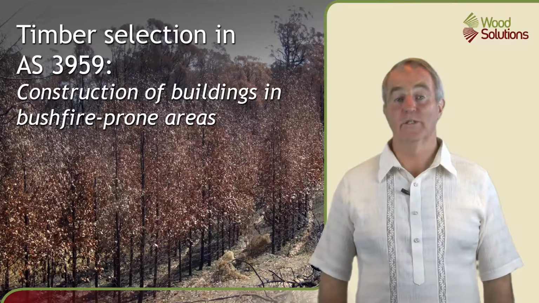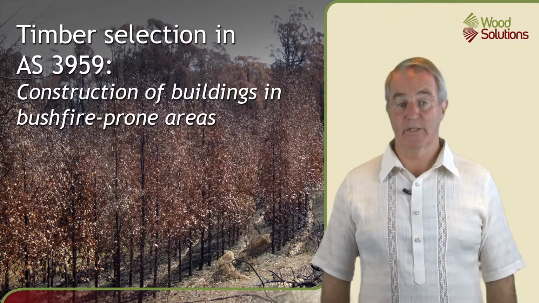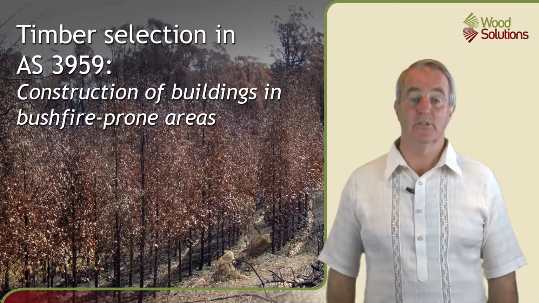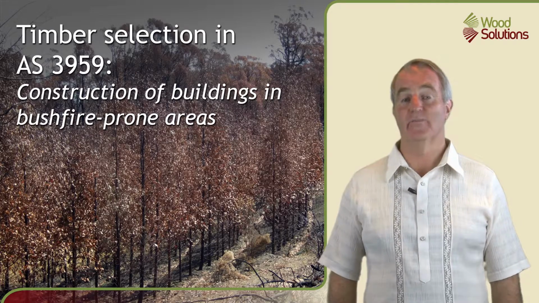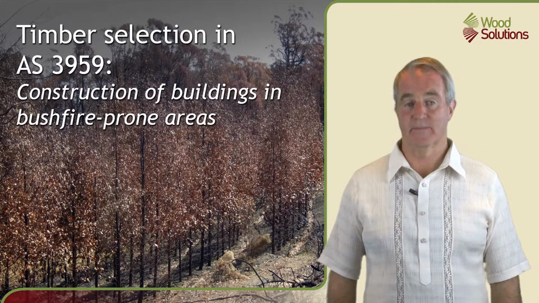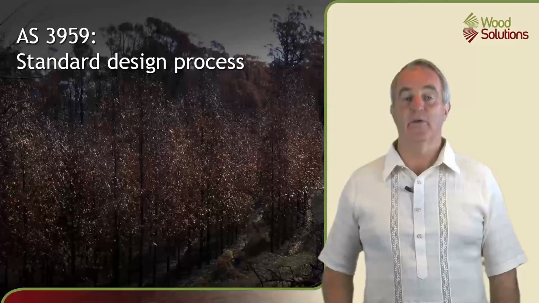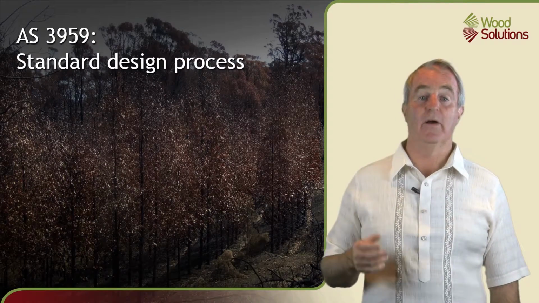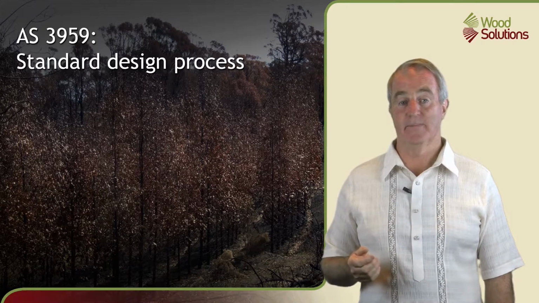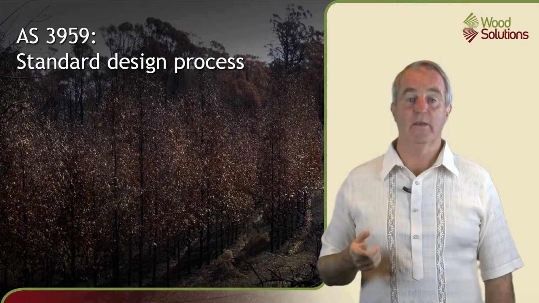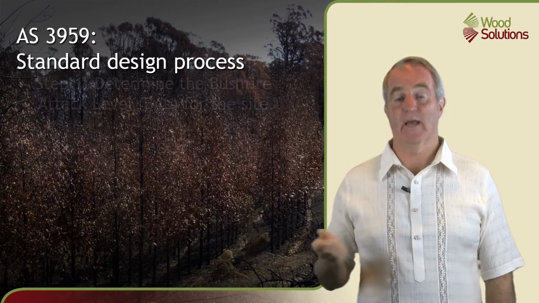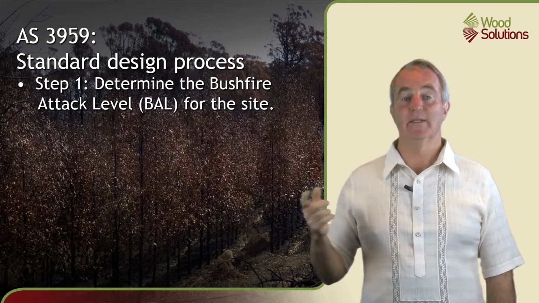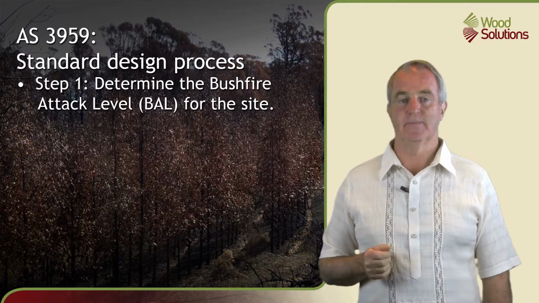Welcome to this Wood Solutions presentation on the timber selection process in AS 3959, construction of buildings in bushfire-prone areas. There is a three-step process for compliance with AS 3959. Step 1 is to determine the site's bushfire attack level. Usually a trained assessor is required for this.